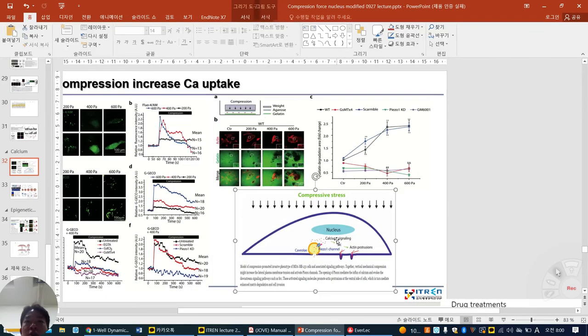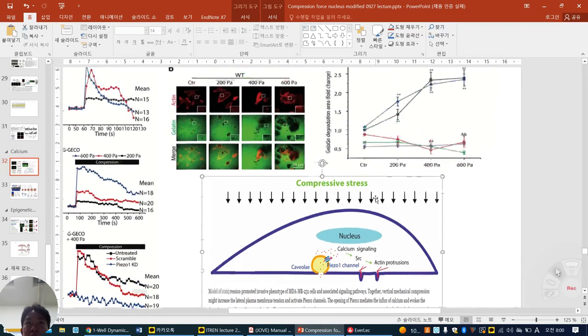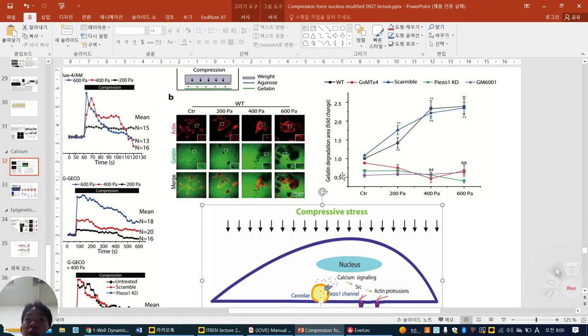Okay, so here they prove the concept that while they compress, using this Piezo channel, calcium is taken up. And then when calcium is taken up, Src and actin protrusion happen. So this gelatin degradation area, normal gelatin is degraded. Okay? And with increase of compression force, it is more degraded.